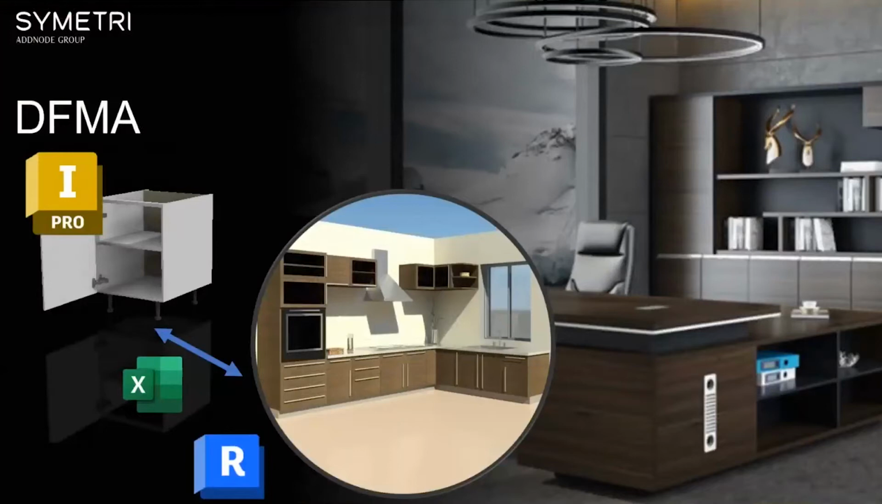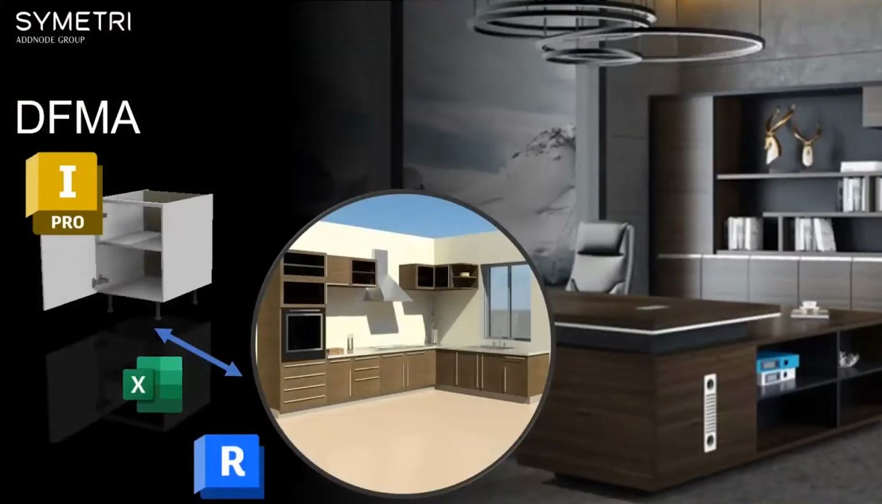So let's move on to the next one. Now this one is a DFMA example. This is a design for manufacture and assembly. That's what DFMA stands for.